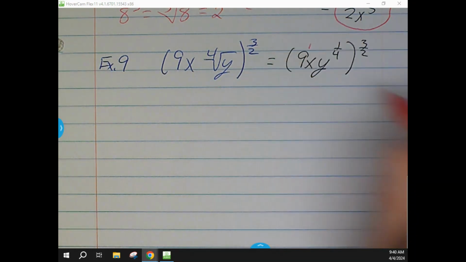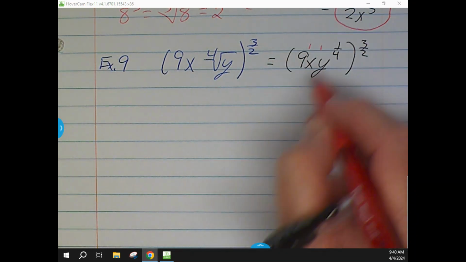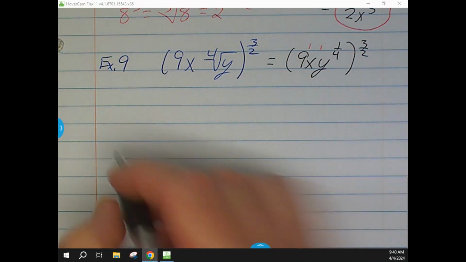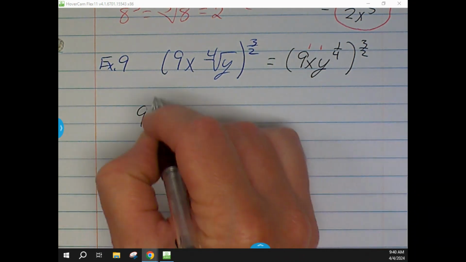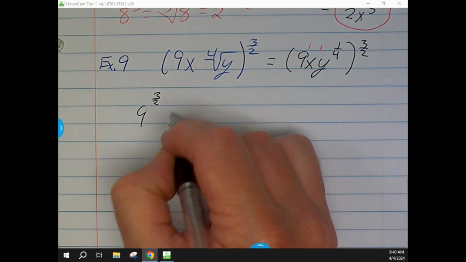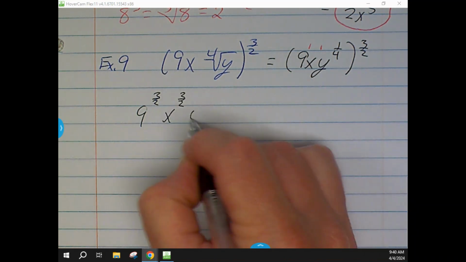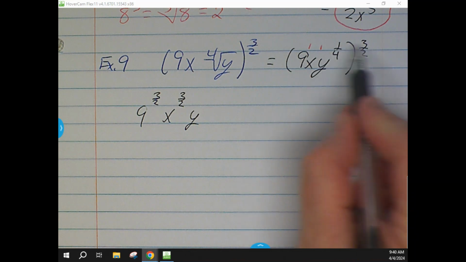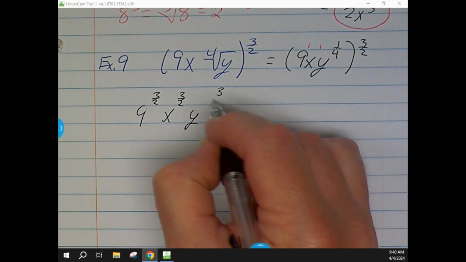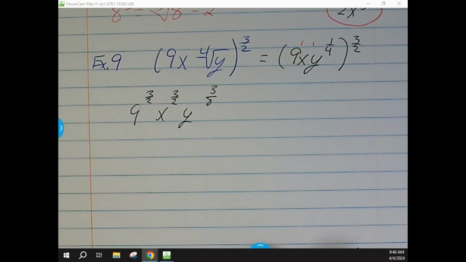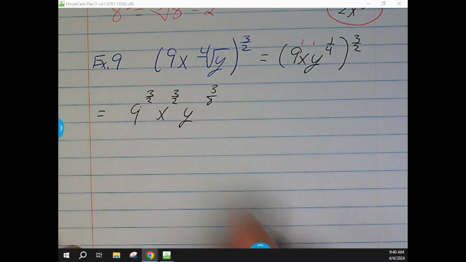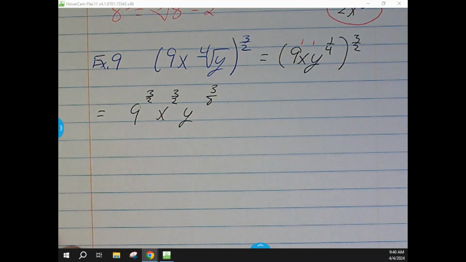Now we can work everything out. Technically, it's 9 to the 1st power, x to the 1st power, and y to the 1/4 power. So it's 9 to the 3 over 2 power, x to the 3 over 2 power. And for the y, it's 3 times 1 for 3, and 4 times 2 for 8. So if you do the power to a power, we wind up with that for each little piece.